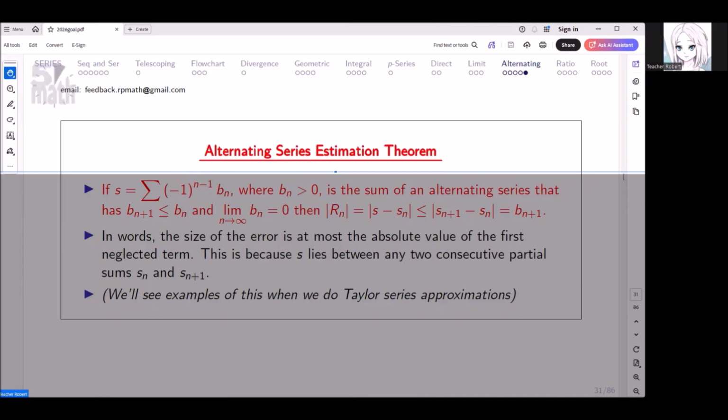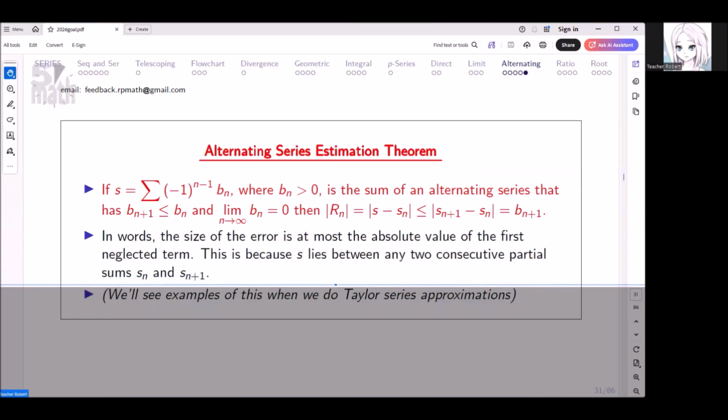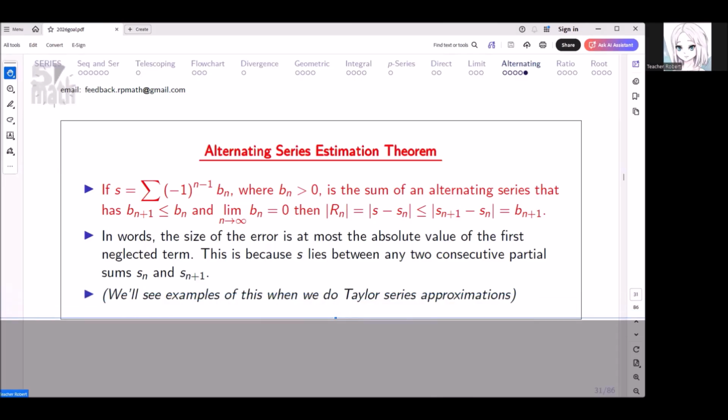Alternating series estimation theorem. If this, where b_n greater than 0, is the sum of an alternating series that has b_{n+1} less than or equal to b_n and limit n to infinity b_n equals 0, then we have the following. In words, the size of the error is at most the absolute value of the first neglected term. This is because S lies between any two consecutive partial sums, S_n and S_{n+1}. We'll see examples of this when we do Taylor series approximations.